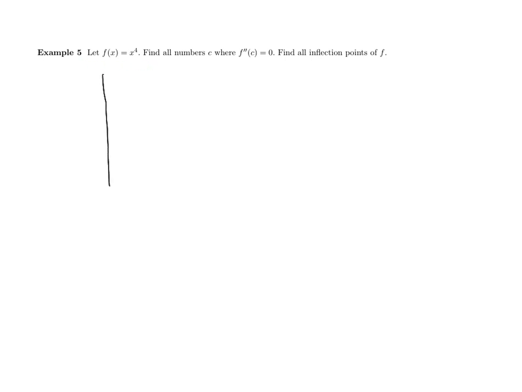If you graph the function x to the 4th, it's a lot like looking at the function x squared, which looks like this. So here we go. Here's f of x is equal to x to the 4th. Without using any derivatives, just by looking at the graph itself, what do you think? Is it concave down, concave up? The answer is it's always concave up.